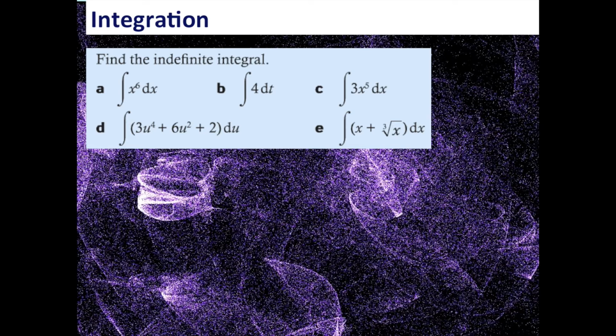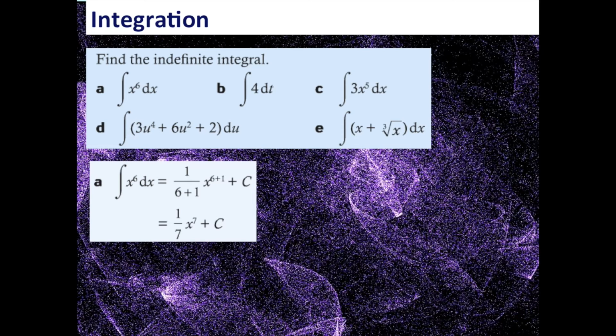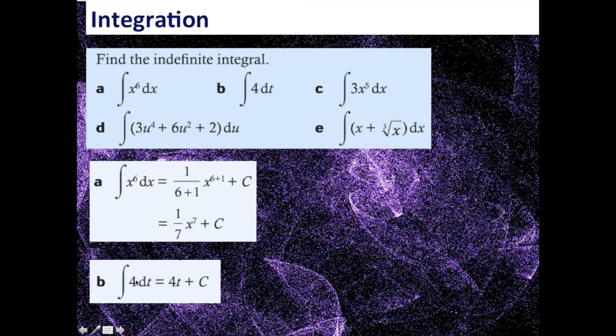The first question is just going to be applying the power rule, which we also looked at last time. So that's just going to be 1 over 6 plus 1 times x to the power 6 plus 1 plus this constant value here, which gives us this. Part B is going to be the constant rule. So again, this is quite straightforward. Find the integral or the antiderivative of 4 with respect to t. Well, we just multiply it by t. 4t plus c, because finding the derivative of this is just going to take us back to 4.